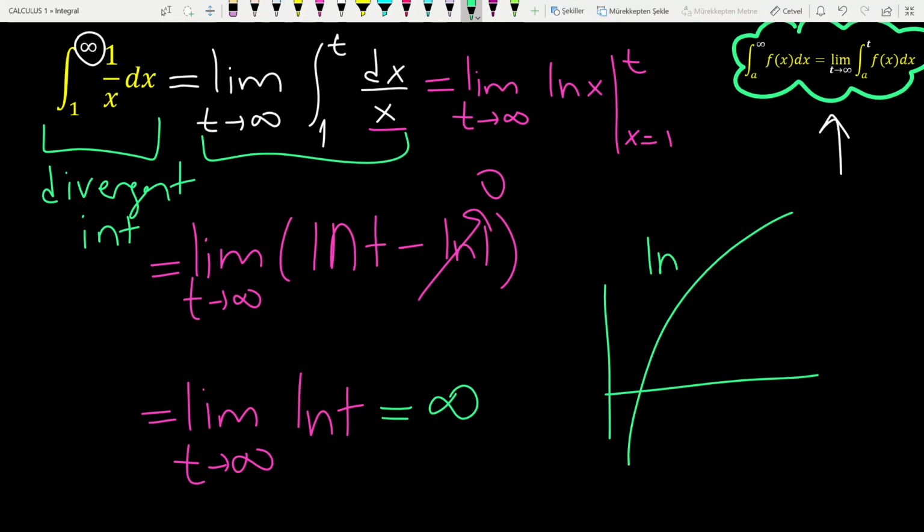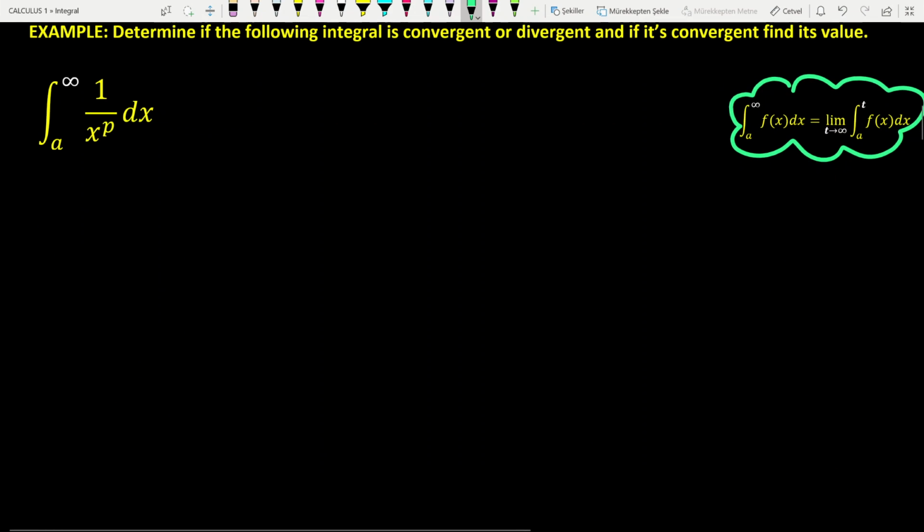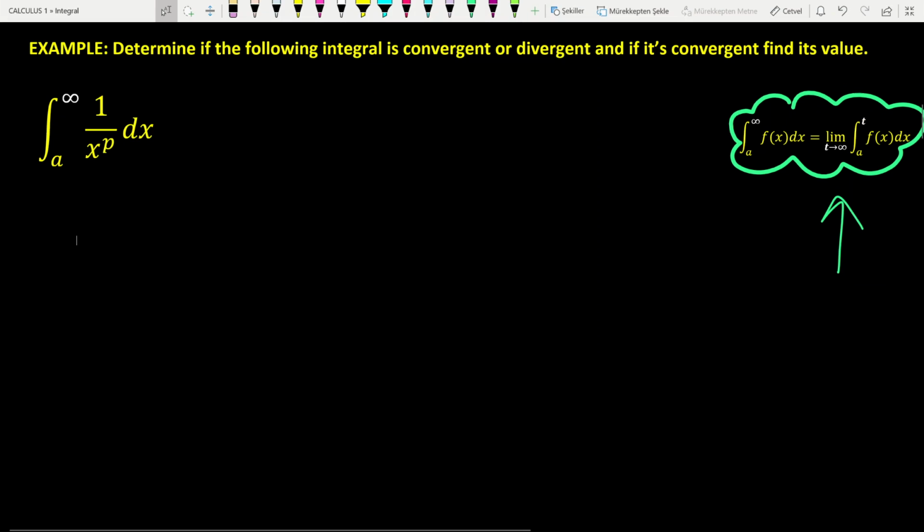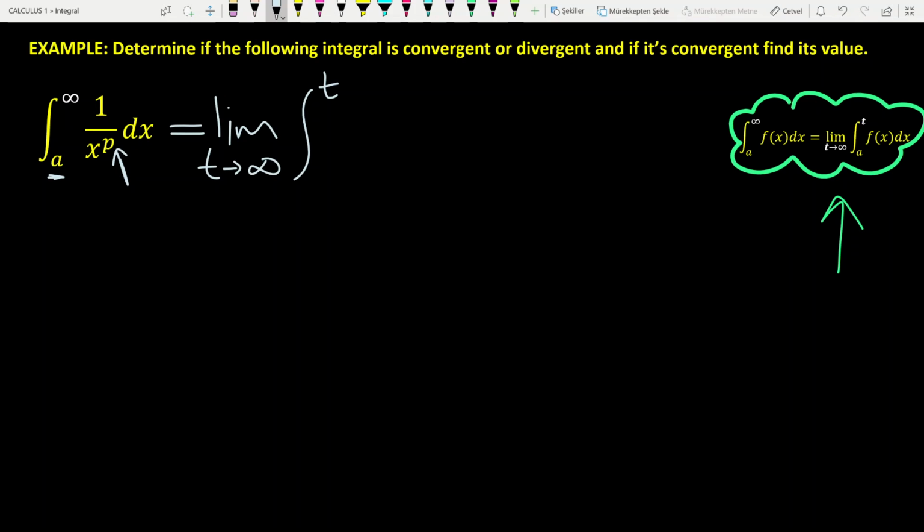Let's look at the second example. I give the rule here. What is the difference between this question and the previous question? Instead of 1, we have a here, and the power of x is not 1, it is p. In the first step, we write the limit and assign a variable t for the upper bound of integration, t tends to infinity, with a as the lower bound, and we write 1 over x to the power p as x to the power minus p, dx.